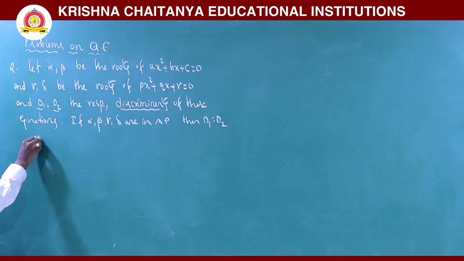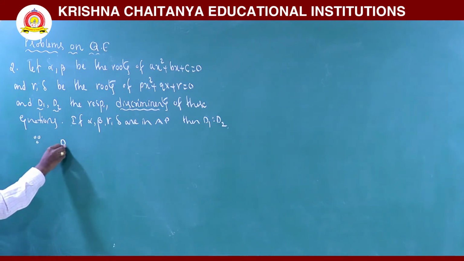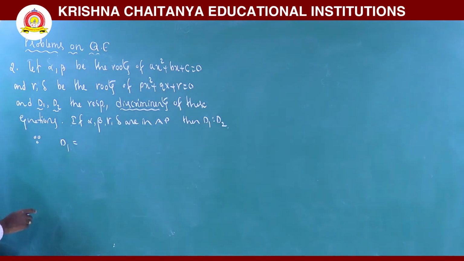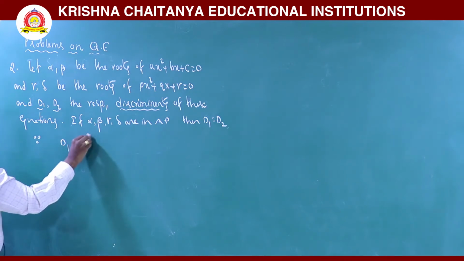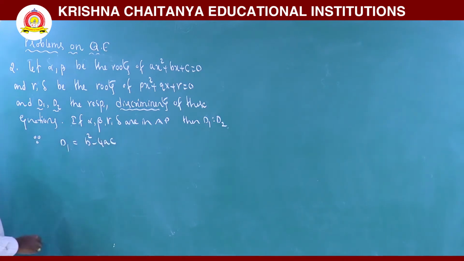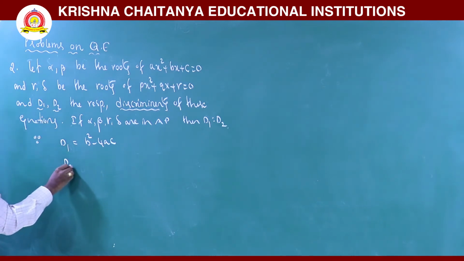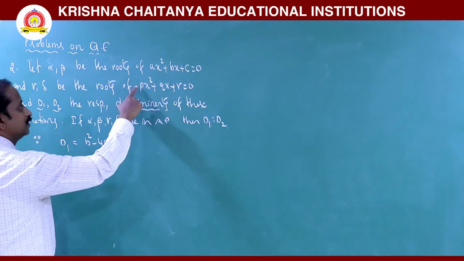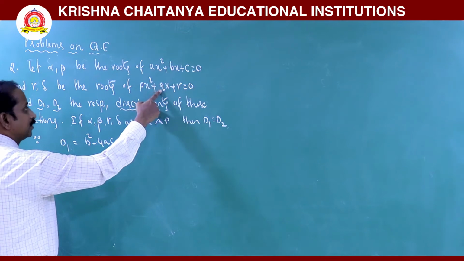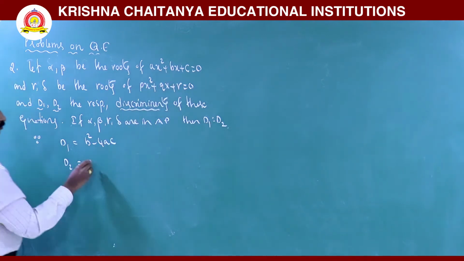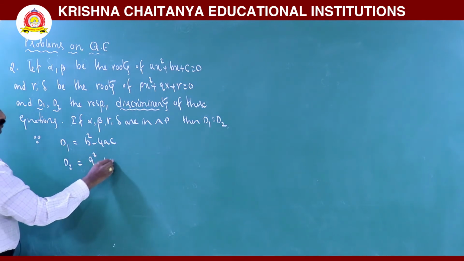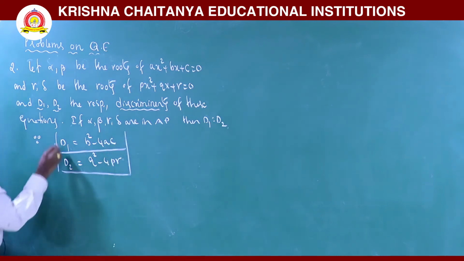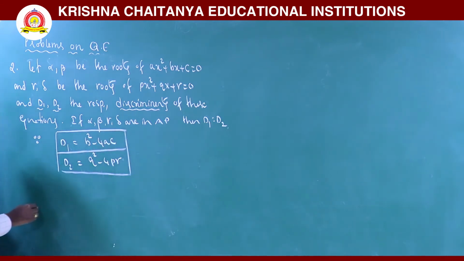So for the given condition, D1 is the discriminant of the first equation. The discriminant is b square minus 4ac. So b square minus 4ac. What about capital D2? Capital D2 is the discriminant of the second quadratic equation. The discriminant is b square minus 4ac. Here b means q, a means p, c means r. So I can write q square minus 4pr. So we know the discriminants D1 and D2. And what is the condition?